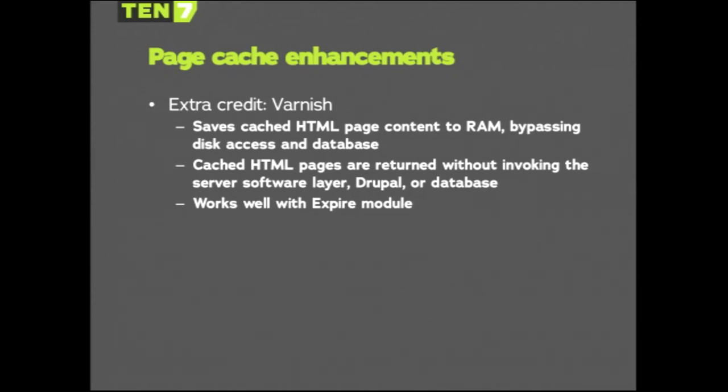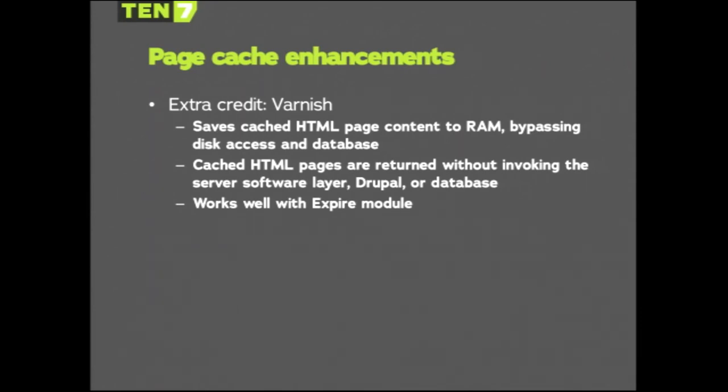If it finds that the page content is in memory for this particular URL, then it can serve it directly from Varnish at the layer that's closest to the user, rather than having to go and bootstrap some of the more expensive stuff on the page.